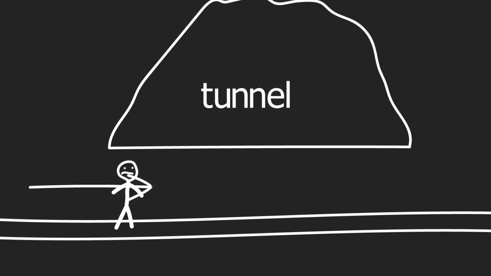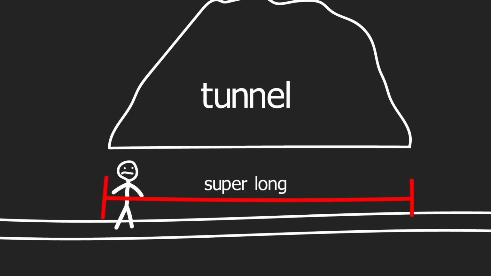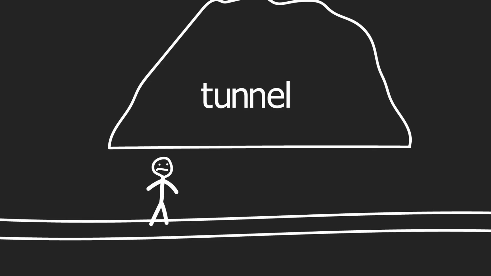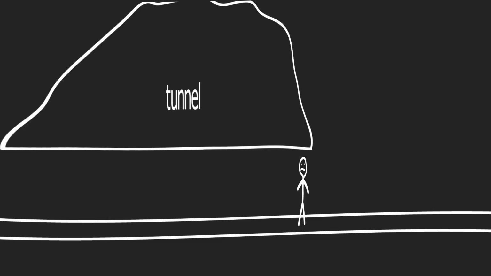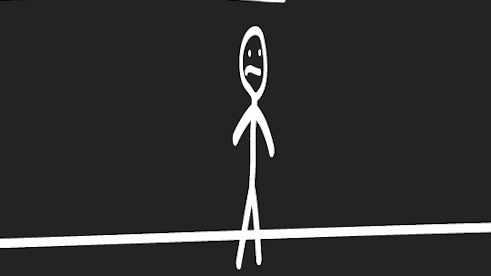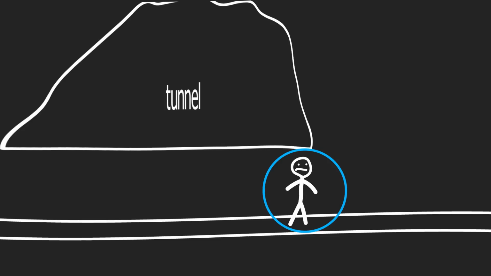And we just want to go through it, but it's super long. So instead of walking the entire way, we kind of just do this, right? Why try to go the speed of light when we can just make distances shorter? And then to ensure that we aren't squeezed when the tunnel is made smaller, we put a bubble around us that protects us. This is the idea of the Alcubierre drive, but instead of it being a tunnel, it's space.